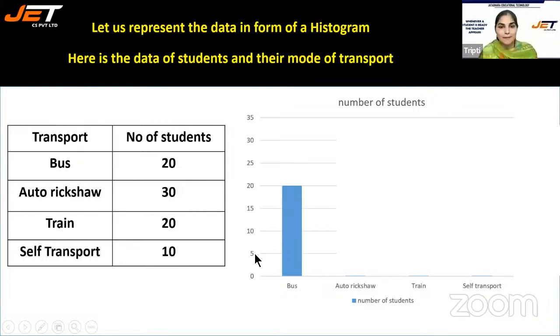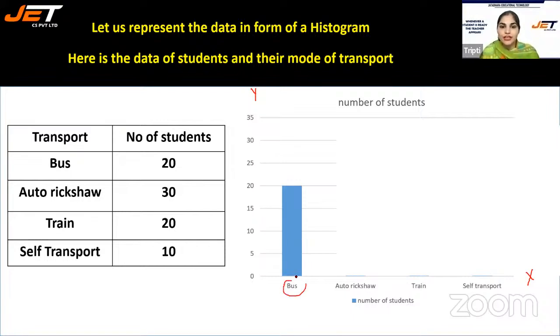So over here, bus. Here on the x-axis, so this is called as x-axis. Over here, what we have done is, have a look. This is x-axis, the sleeping line, and the y-axis is the standing line. On the x-axis, I have mentioned the mode of transport here. And on the y-axis, I have mentioned the number of students. So as you can see on the x-axis, I have represented this mode of transport.